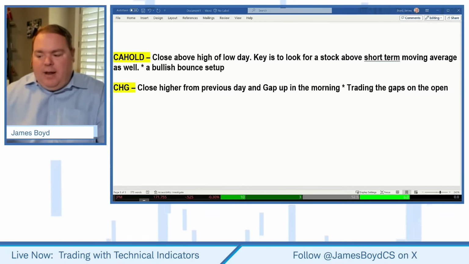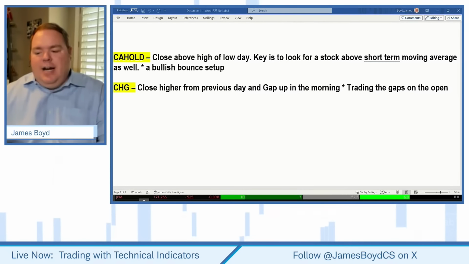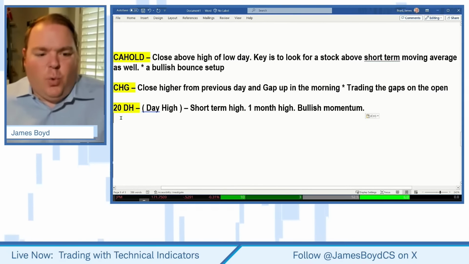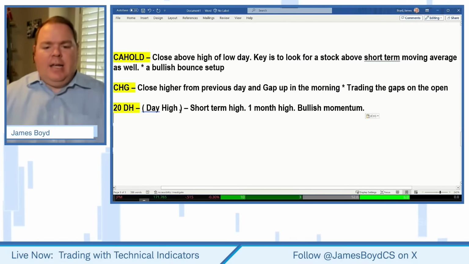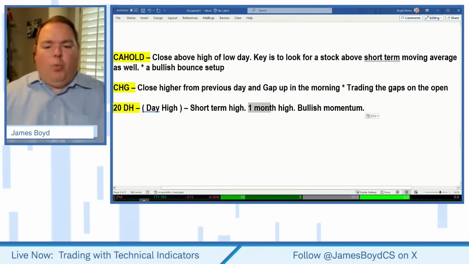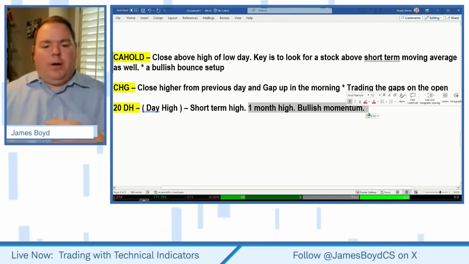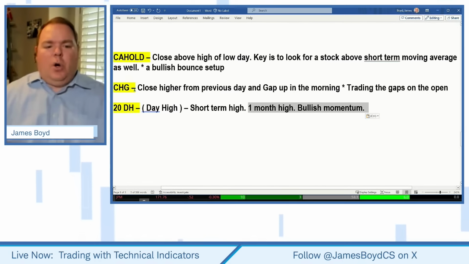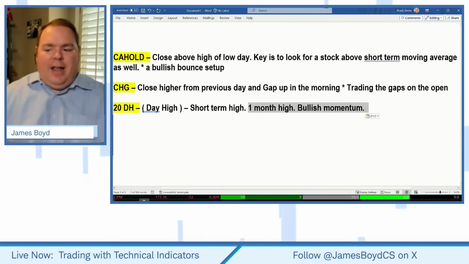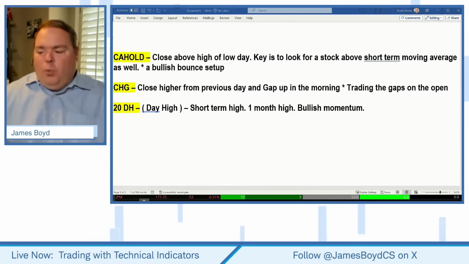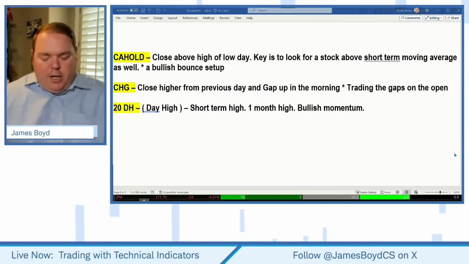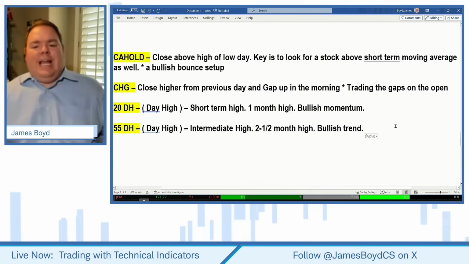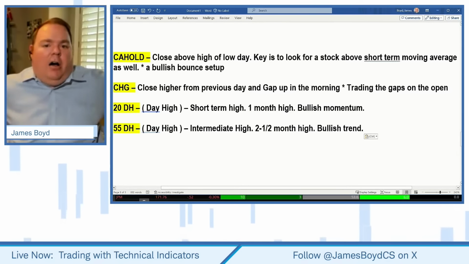Now, here's the funny thing about breakouts, okay? If we saw a 20 DH, which stands for days high, that is really a stock at a 1 month high. That's what we would call bullish momentum. So if someone said, when I look at Cohold or CHE or 20-day high, or a 55-day high, what are these really telling me from an oscillator point of view? The answer is the type of entry and the timing of it.